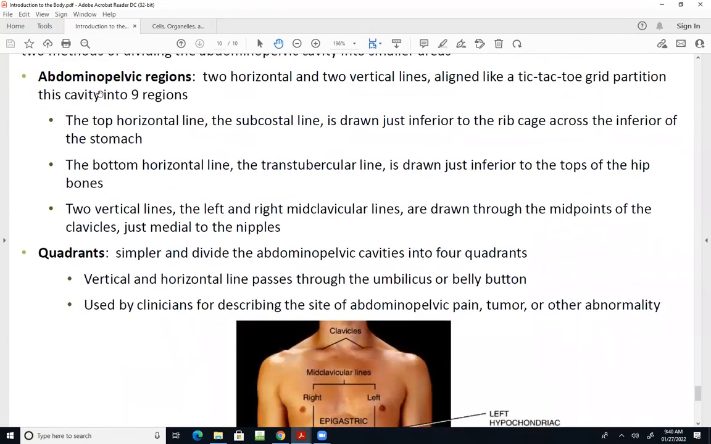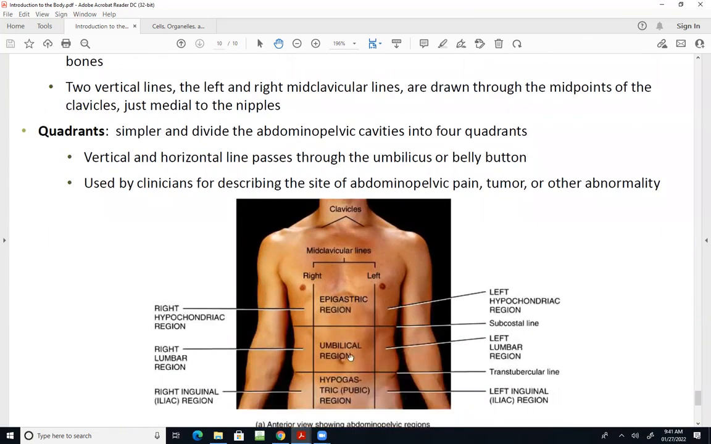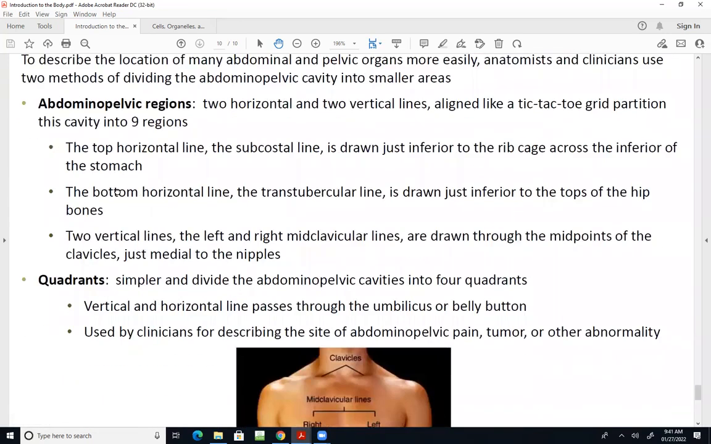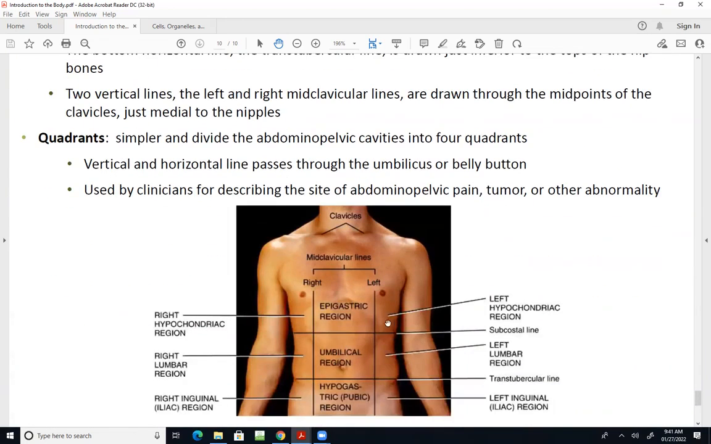The first is what we call the abdominal pelvic region method, which creates essentially a tic-tac-toe grid across the abdomen. So you end up with 9 distinctive regions. It involves 2 horizontal and 2 vertical lines. The top horizontal line is called the subcostal line. I'm not really worried about you knowing that, but it's at the bottom of the rib cage. The transtubercular line runs at the top of the hip. And then you have 2 vertical mid-clavicular lines, which run right down the middle of the clavicles, your collarbones. And that creates these 9 distinctive regions.